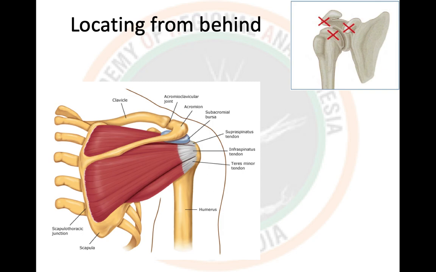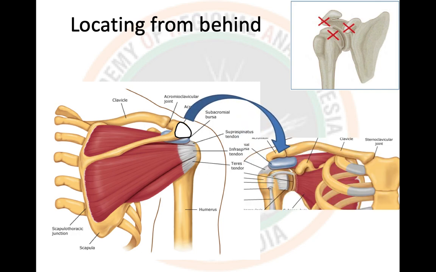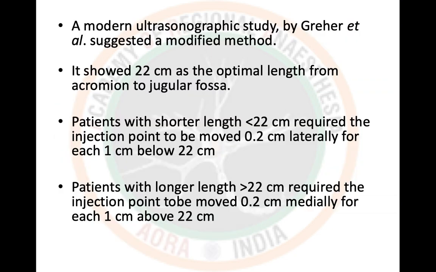You have to go from behind. First palpate the spine of the scapula, go from the midline, go laterally, palpate the lateralmost part of the acromion, and then go for the ventral part of the acromion process. So palpate from medial to lateral, go anteriorly, and then palpate the ventral apophysis of the acromial process. So this is how you can locate it from behind.